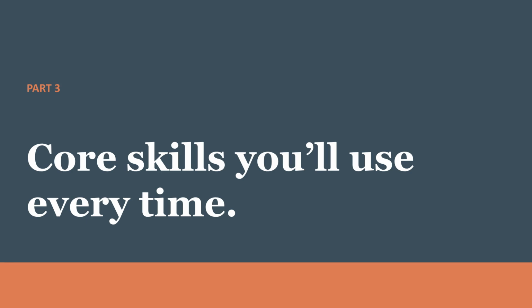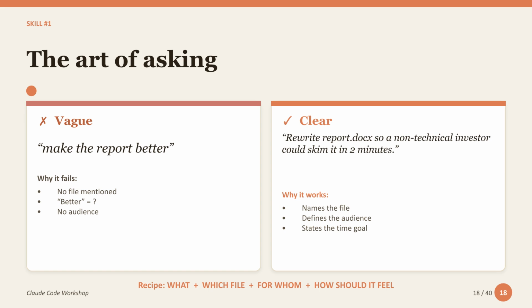These 5 skills are the everyday basics you need to master for efficient use of Claude Code. Skill 1 is the art of asking. A vague prompt like "make the report better" fails due to missing context. A clear prompt, such as "rewrite report.docx so a non-technical investor could skim it in 2 minutes," provides all the necessary details. The recipe is simple. What, which file, for whom, and how should it feel?